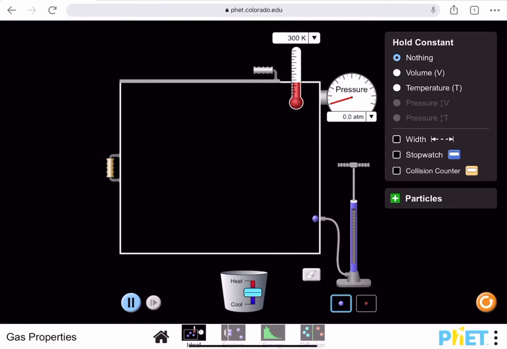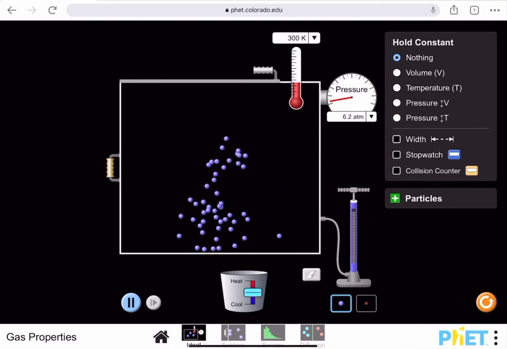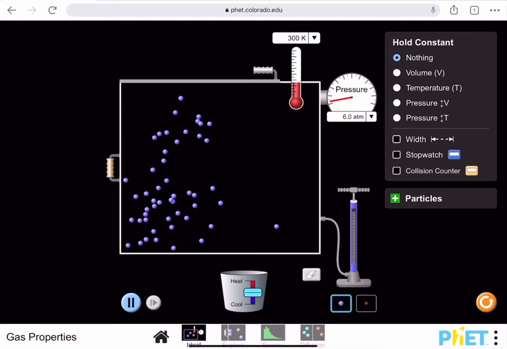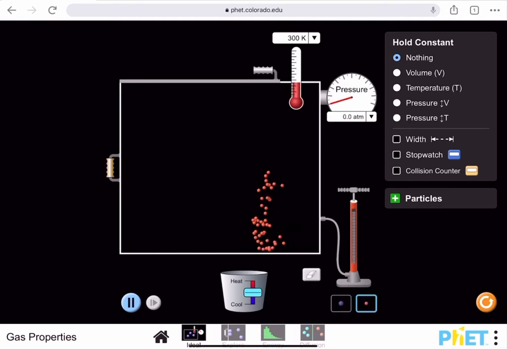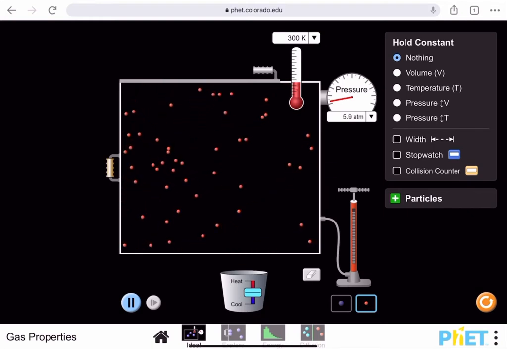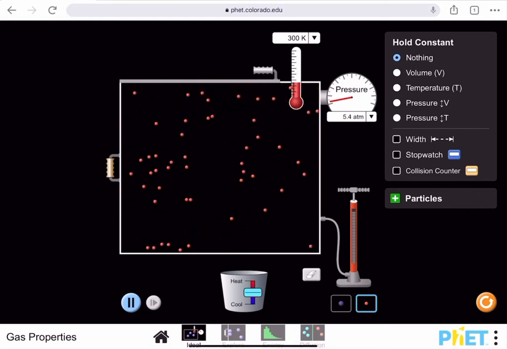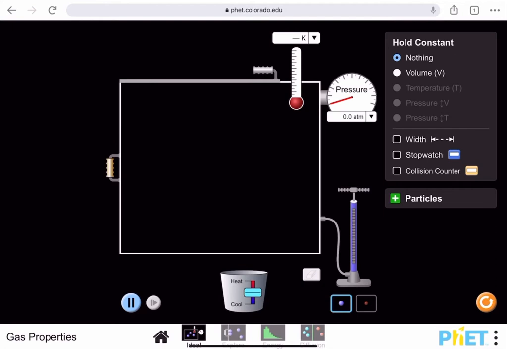You'll notice, watch the speed. That's the large particle movement. Watch the speed. And that's the small particle movement. But in both cases, the pressure is the same. Why is that? Let's see if the number of collisions helps give an answer to this.